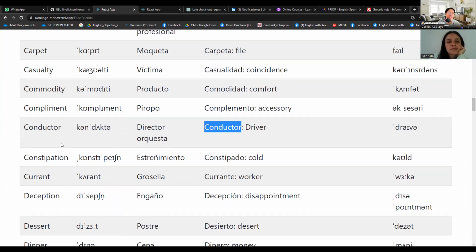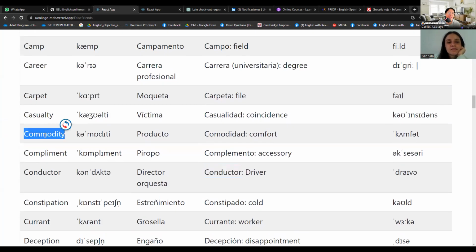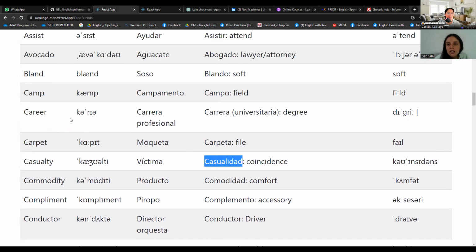También aquí, commodity no tiene que ver con comodidad. Commodity es el producto. Comodidad es confort. Casualty, víctima. Coincidence es casualidad. Otro que se equivocan es el career. Career es carrera profesional cuando ya terminas de estudiar, pero la carrera universitaria es degree.